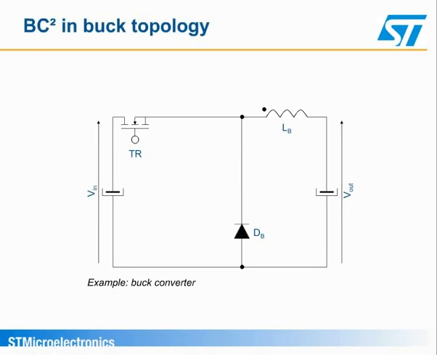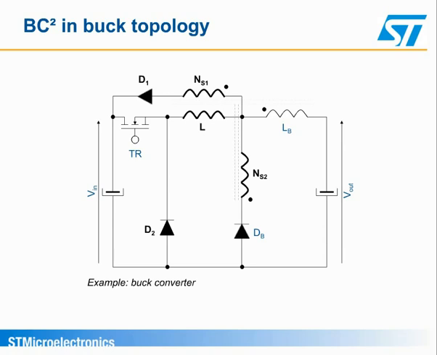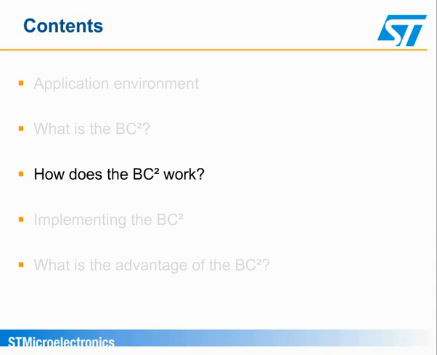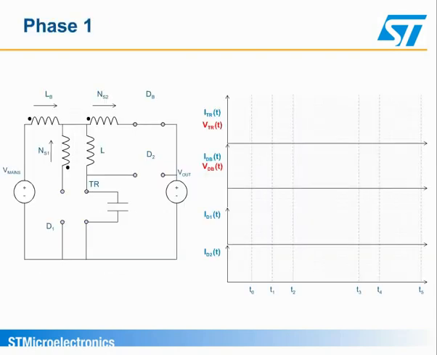In a similar way, the BC² topology can be implemented in a buck topology. We are now going to look at the different operating phases of the BC² to understand how the circuit helps save a significant amount of power. Let's consider the first phase as when the boost diode, dB, is conducting and the switch, TR, is open. The boost diode, dB, sends the main inductor energy through the output bulk capacitor. Diodes D1 and D2 are not conducting.